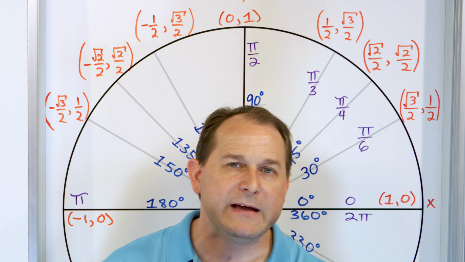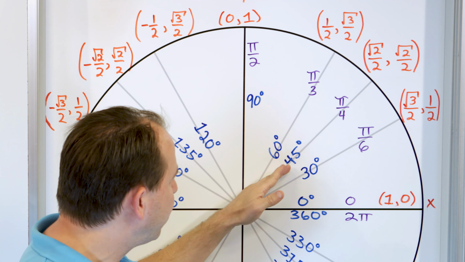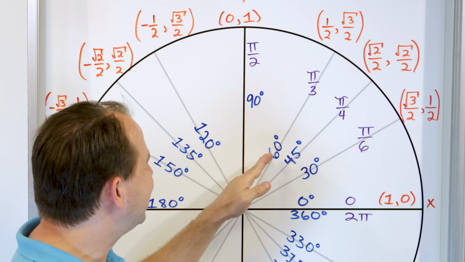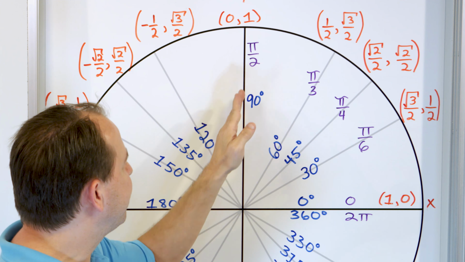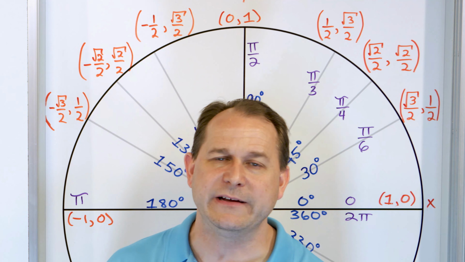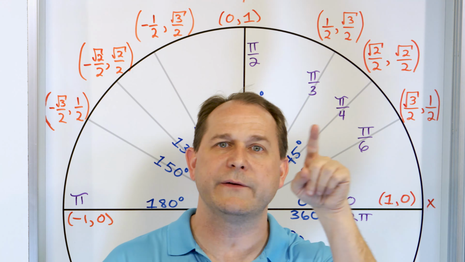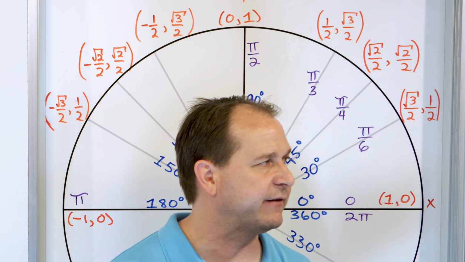So what you need to commit to memory is that pi over 6 is 30 degrees, that pi over 4 is 45 degrees, that pi over 3 is 60 degrees, and that pi over 2 is 90 degrees. That's all I want you to remember, because every other degree marking that we have, or radian angle measure around the unit circle, we're going to figure out by counting, which I'll show you again in just a second.